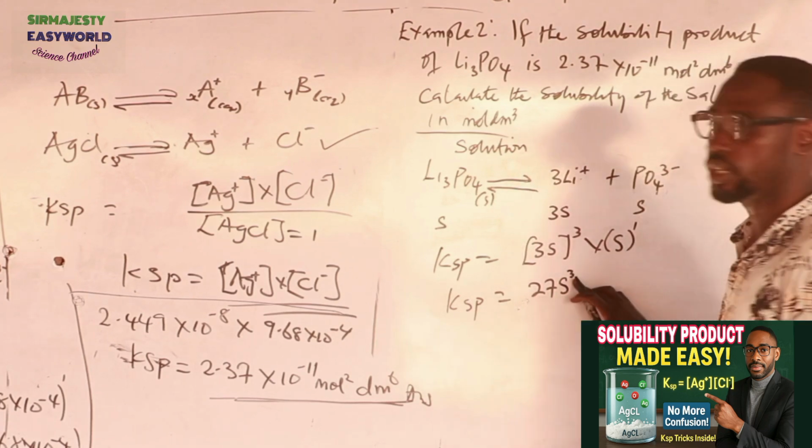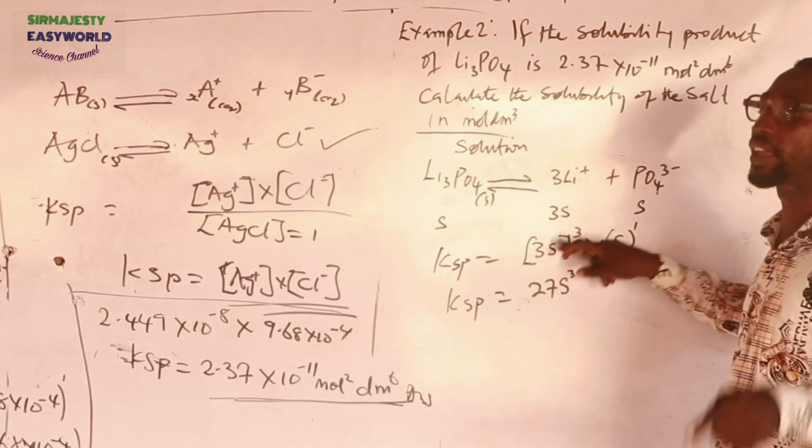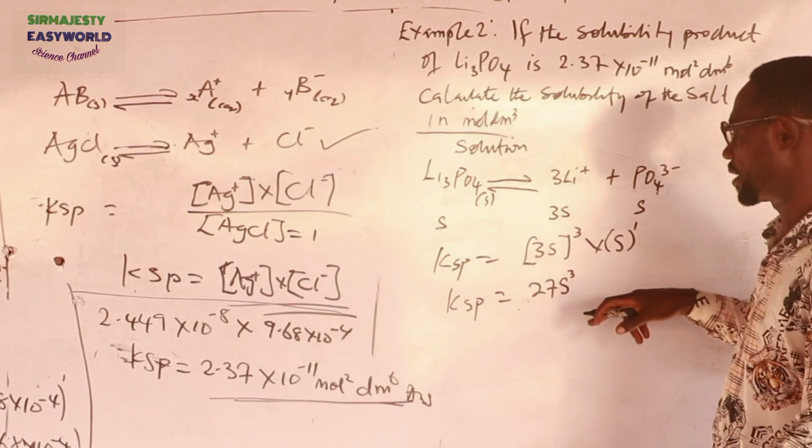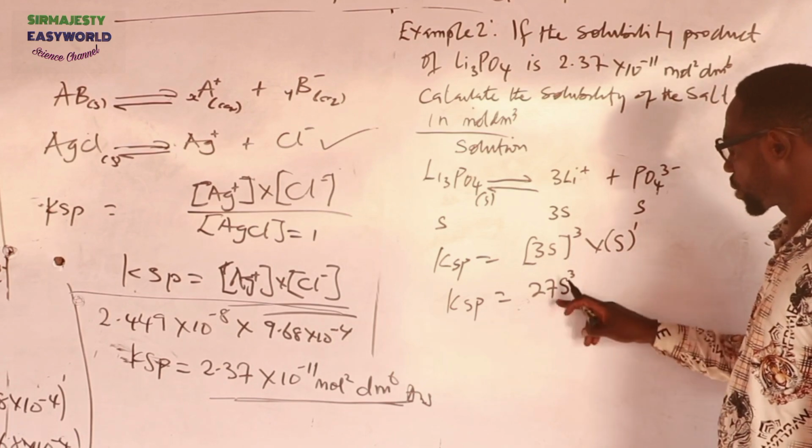27S cubed, not 3 squared, please. Cube: 3 raised to power 3, not 3 squared, because 3 squared should be 9. So 3 raised to power 3 is 27, please.